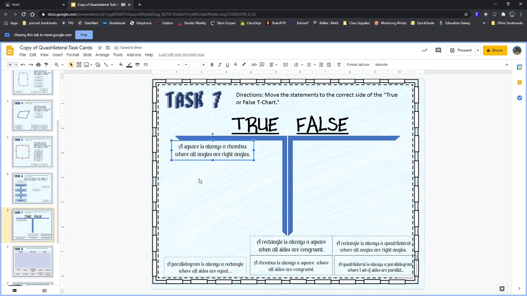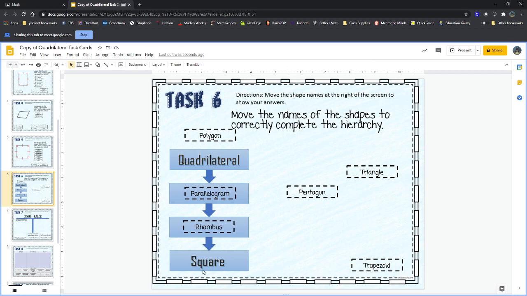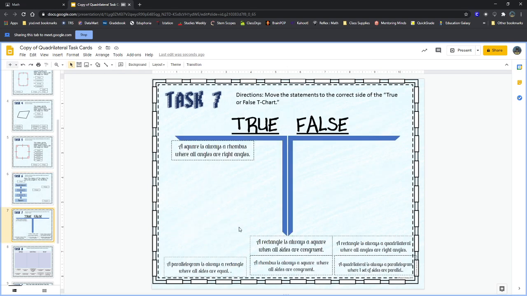A square does follow all the rules to be a rhombus. It's got 4 sides, it's got 2 sets of parallel sides, and it has 4 equal sides. But a square also has to follow an extra rule. A square has to have right angles. So this would be a true statement. A square is always a rhombus where all the angles are right angles. Kind of like we saw here. A square is always a rhombus. Right?